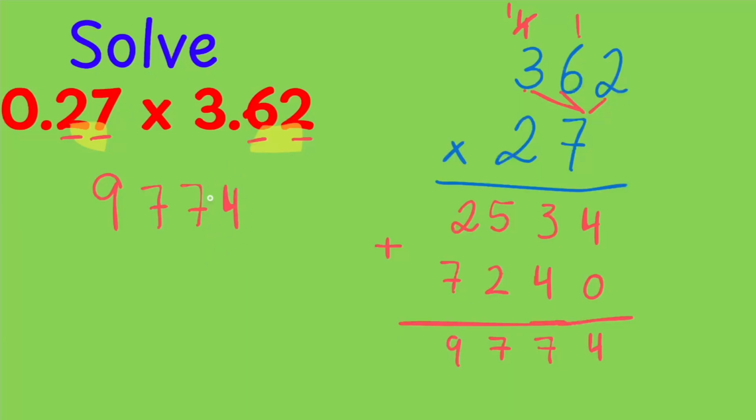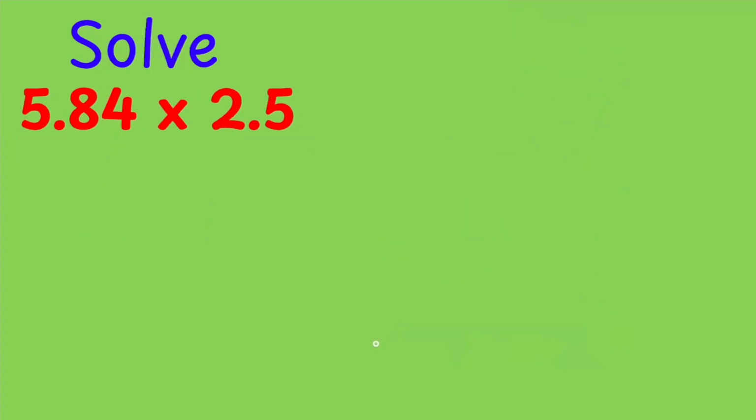Start to count the digits from the right. Don't count from 9. You have to count from the right side, from 4. 1, 2, 3, 4. And then put your decimal point. I can see that the left side of the decimal point is blank. There is no number here, which means 0. Let's go to the next example.